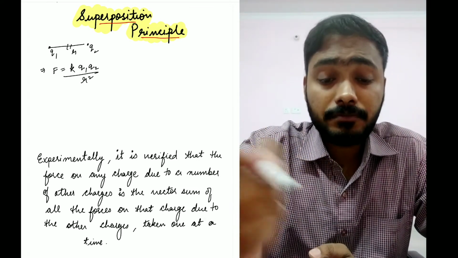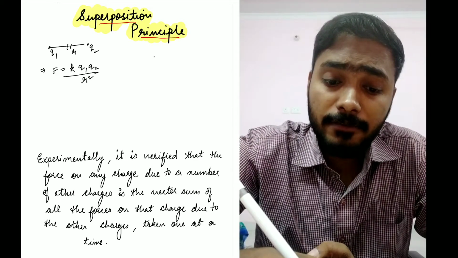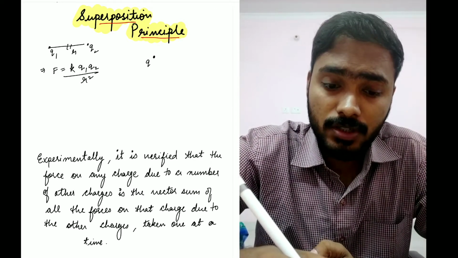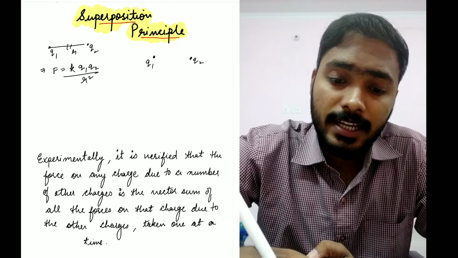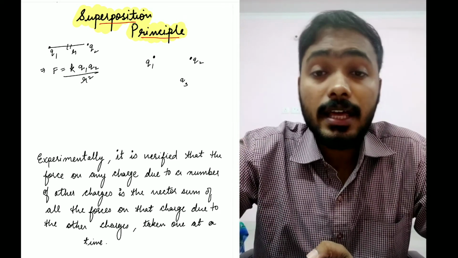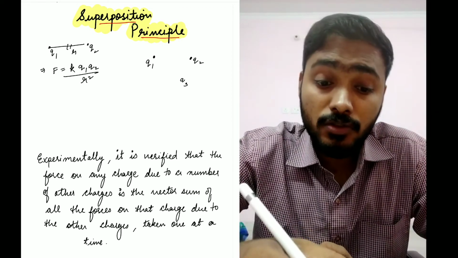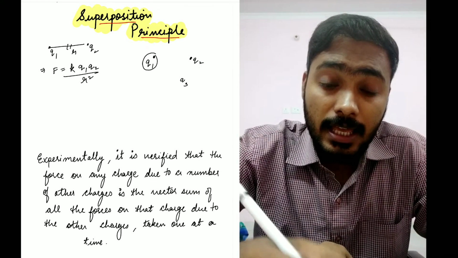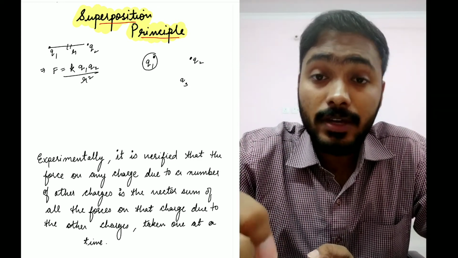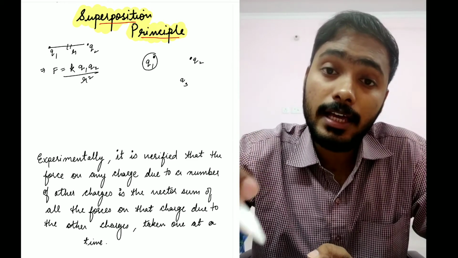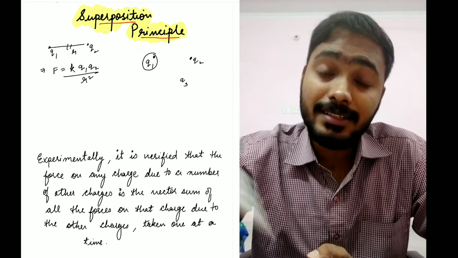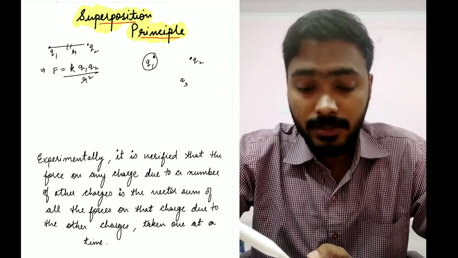Now what will happen if I have more than two charges? Let's say I have q1 charge, q2 charge, and q3 charge, and I'm supposed to find the force of interaction on q1 charge because of q2 and q3. Now how am I going to do that? This is where the superposition principle comes into play.